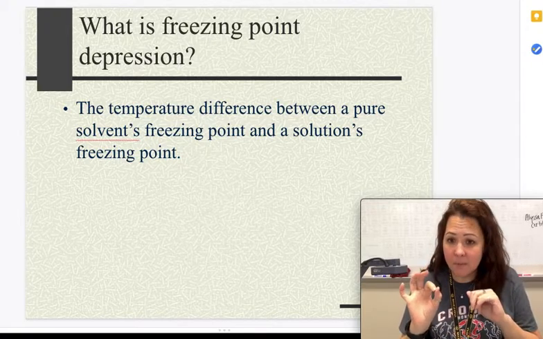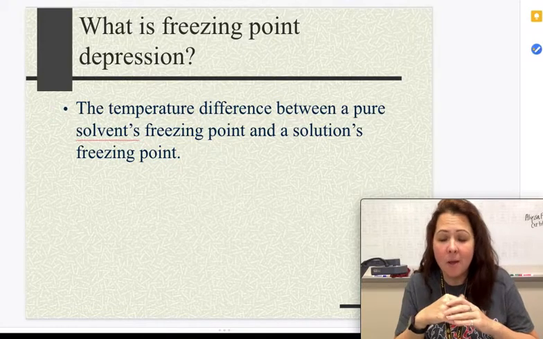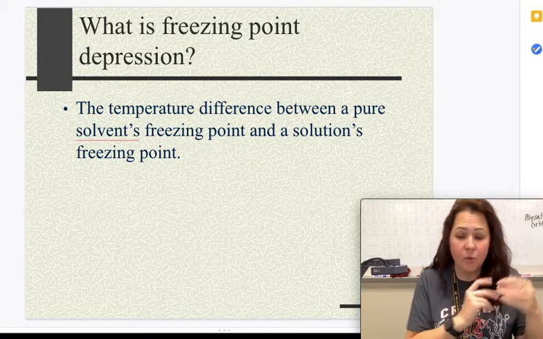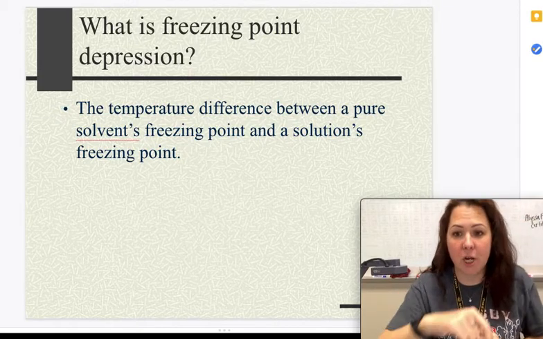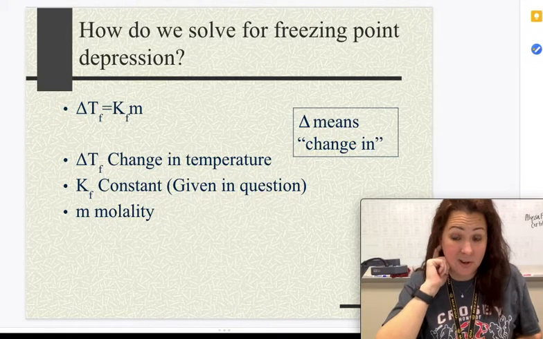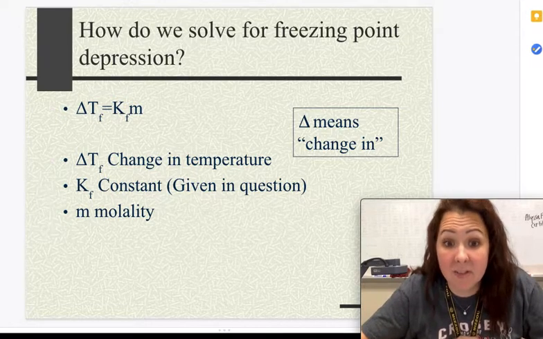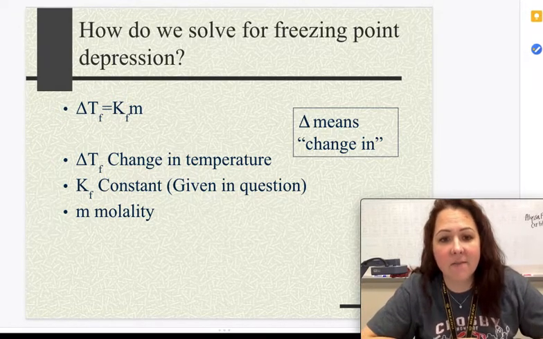So the melting point and freezing point occur at the same temperature, and then your boiling point occurs at a different spot when you're going from a liquid to a gas versus a liquid and a solid change. So this equation looks scary, but it's actually not that bad. We already know the little m. Little m is molality: moles of solute divided by kilograms of solvent.